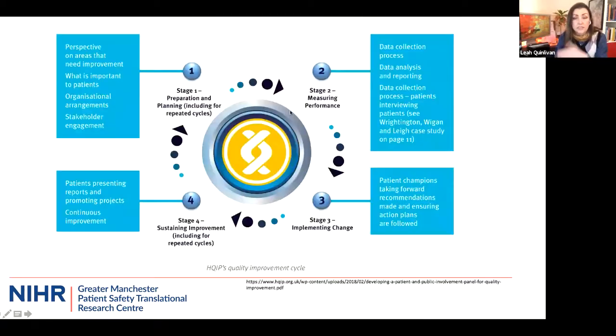This is another similar one that's taken from the HQIP one, and it's another kind of flow chart that I quite like. When you're preparing and planning projects, the first question is: is the area important to patients? That's where you need to involve people at the start so they can help prioritize areas to work on. Then the data collection process.